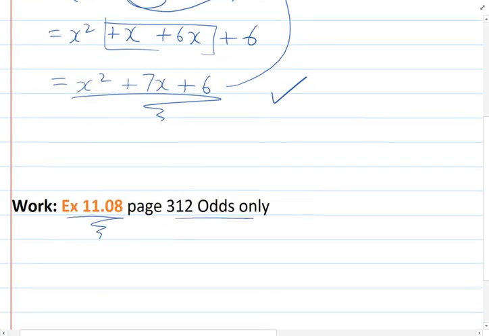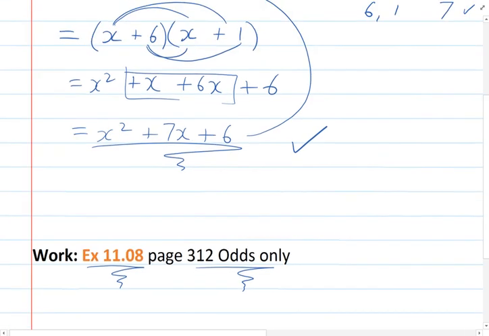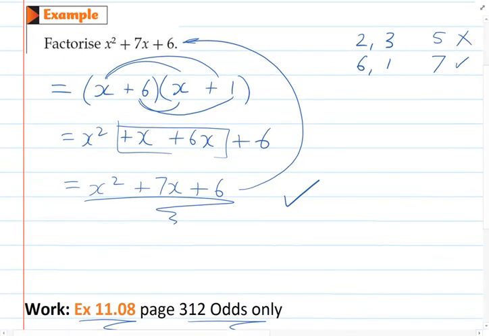Okay, so to practice some of these, we've got exercise 11.08. I suspect you'll want to do quite a few of them to get ready, and of course ask questions in class if you're not getting this just from the video.